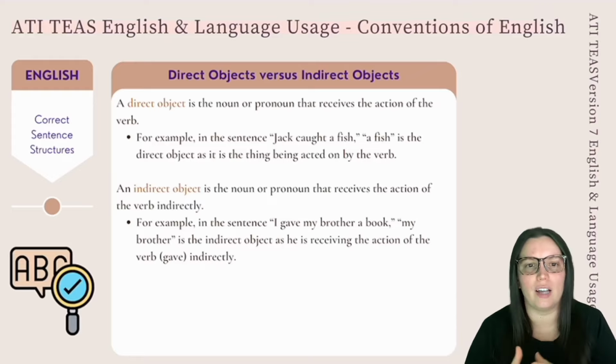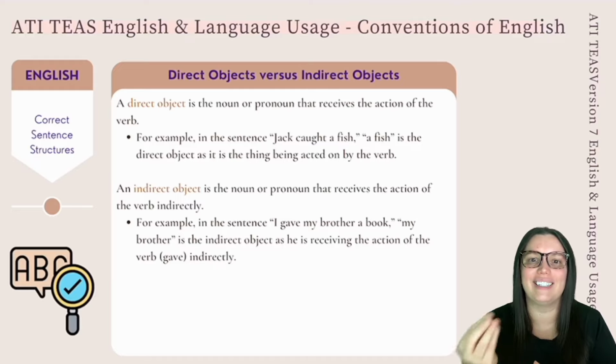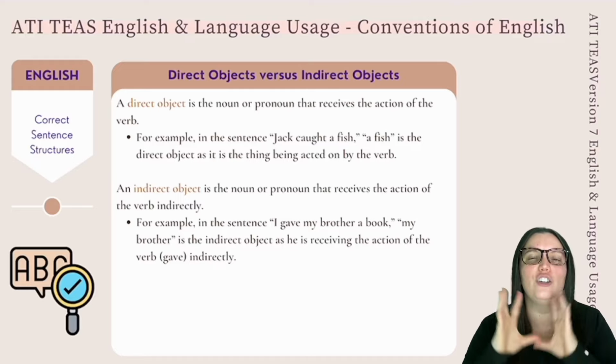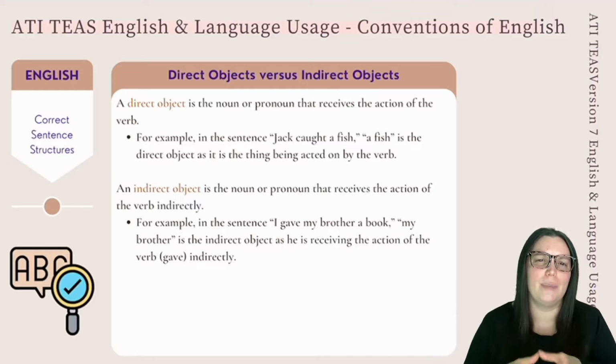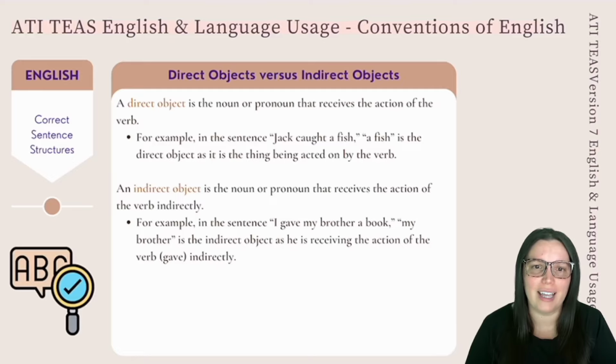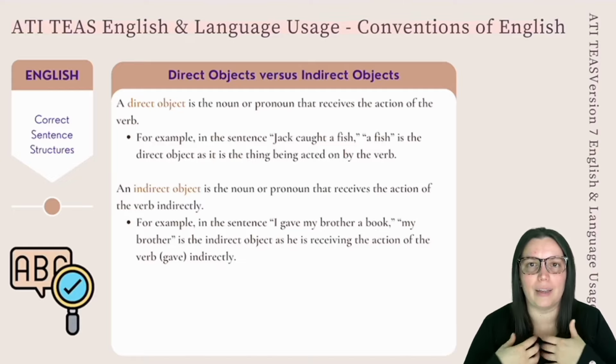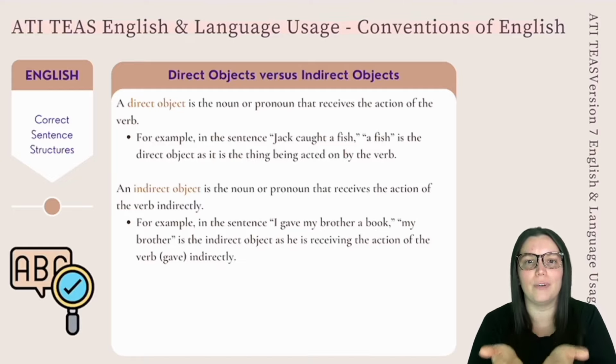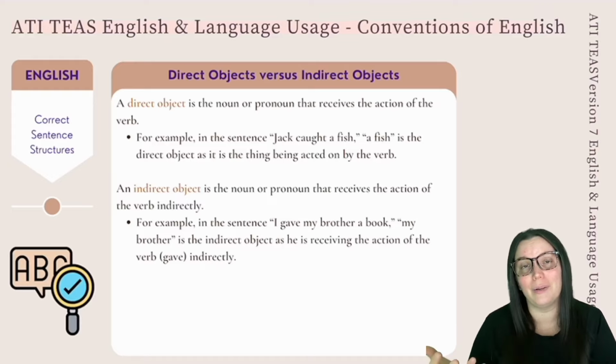An indirect object is a noun or pronoun that receives the action of the verb indirectly. So an example of this would be, "I gave my brother a book." My brother is the indirect object as he is the one receiving the verb, gave, indirectly, right? I am the subject, I am the person, gave is my verb. My brother is that indirect object, and that book, again, is our noun. It's a person, place, or thing.